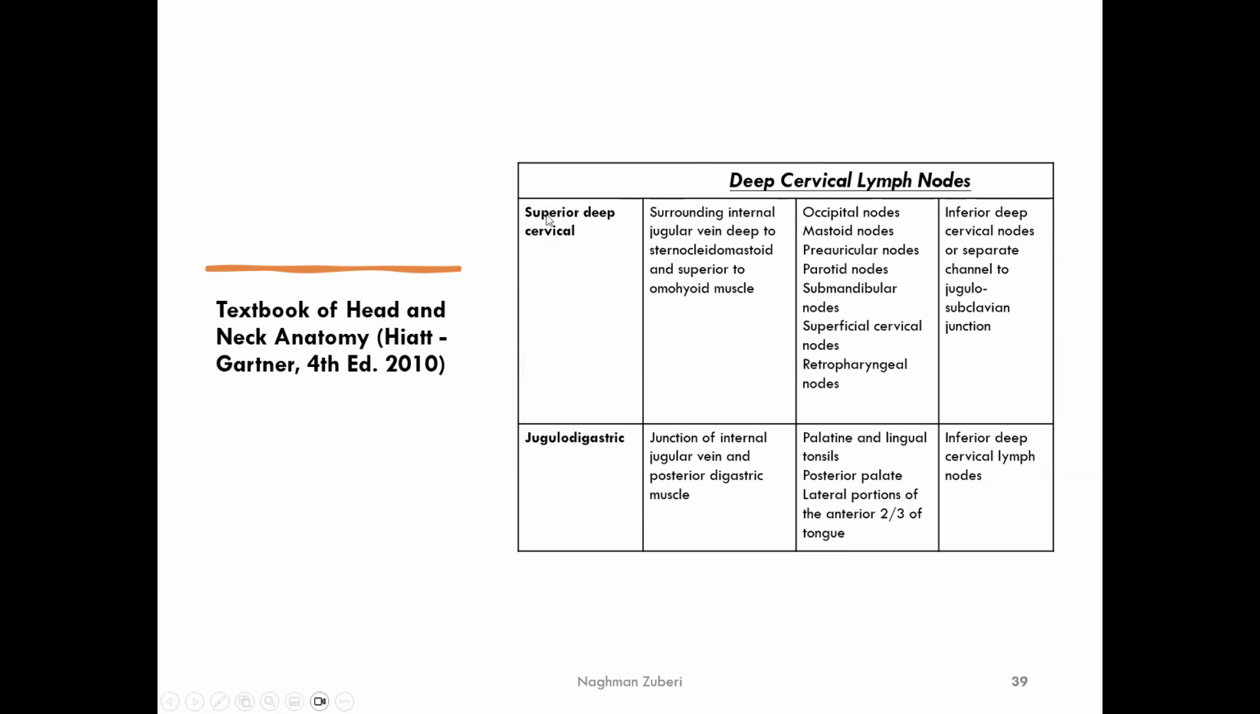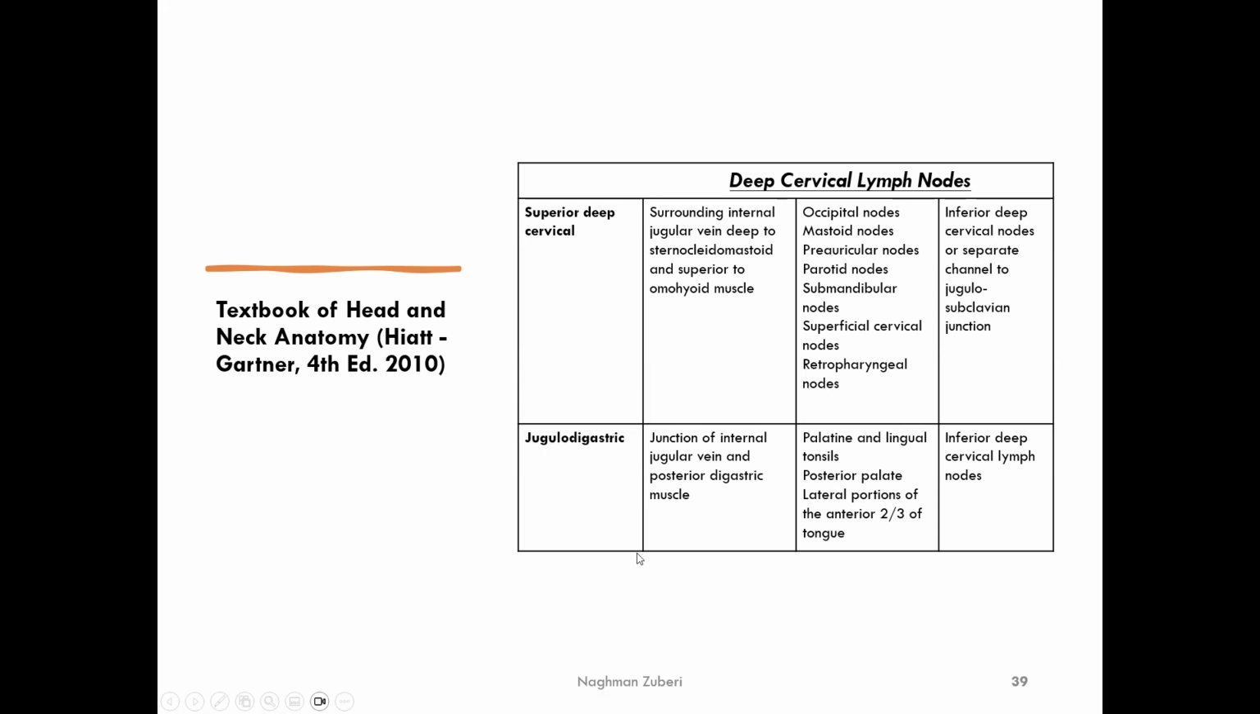Well, deep cervical lymph nodes, superior deep cervical, surrounding the internal jugular vein, deep to sternocleidomastoid and superior to omohyoid muscle. They are situated there. And they are draining occipital nodes, mastoid nodes, preauricular nodes, parotid nodes, submandibular nodes, superficial cervical nodes, and retropharyngeal nodes. They are being drained into the inferior deep cervical nodes or separate channel to jugulo-subclavian junction.